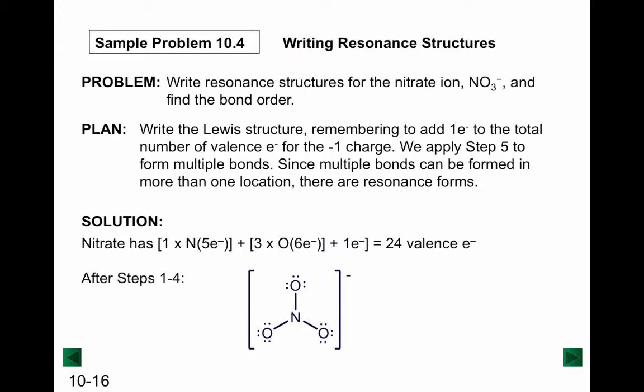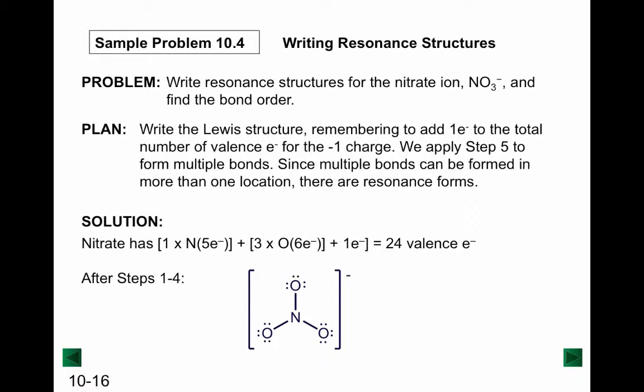In this sample problem, we are asked to write resonance structures for the nitrate ion. This is our second encounter with an ion, and we need to remember what to do about the electronic charge. Remember, one electron is added to the total number of valence electrons for each negative charge associated with an anion, and one electron is subtracted for each positive charge associated with a cation.